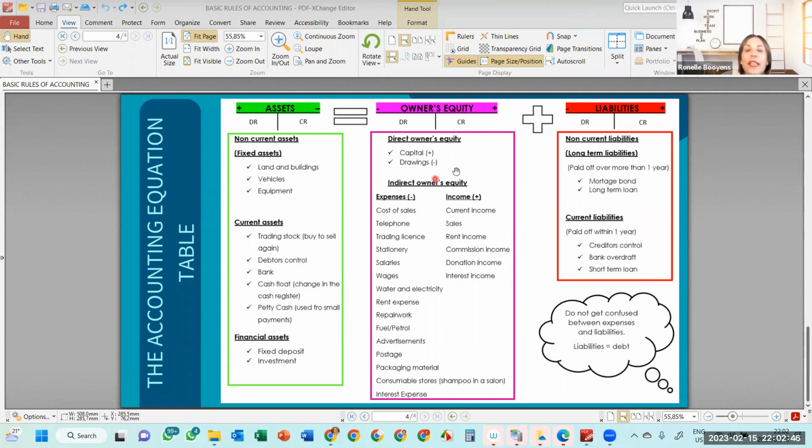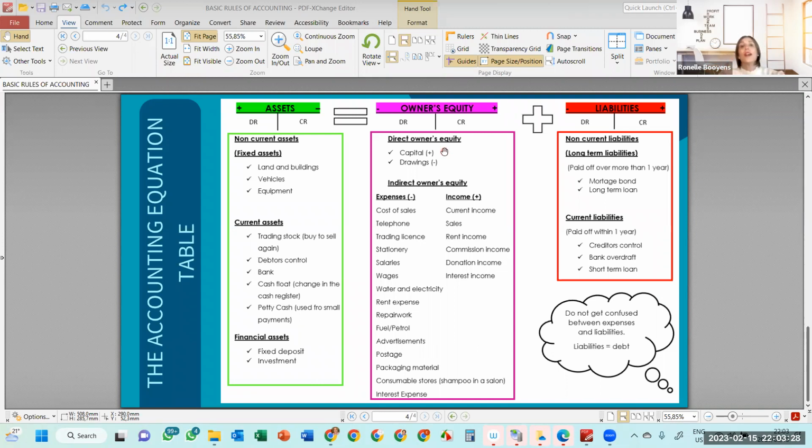That is then regarded as drawings. In the books of the business, there's a drawings account, and that means the owner, who has given capital previously to the business, is now actually withdrawing some of that money again, for whatever reason it might be. Do you agree that when the owner draws that money, or pays personal stuff with business money, the business now owes the owner less? His owner's equity is decreasing. So capital will increase the owner's equity in the business, and drawings will make it less if he takes some of the money out again.